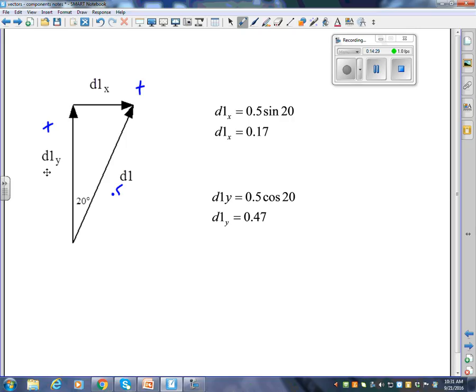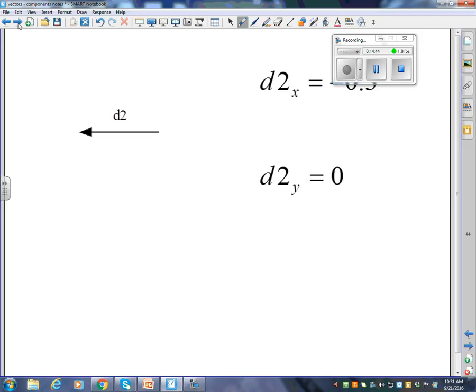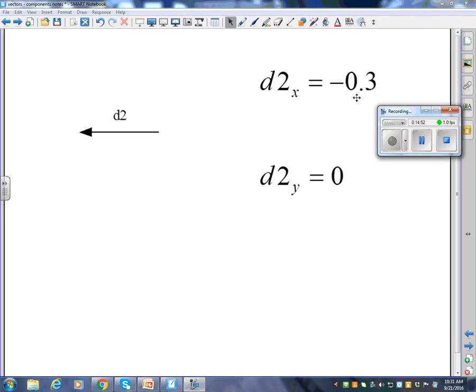Okay, so what did I do here? I found the components of the first vector. What's my next step? Find the x and y components of D2. Now, D2, it turns out, is straight west. What am I going to do? Well, what is the x component? D2 is 0.3 kilometers west, so the x component is all of that 0.3.